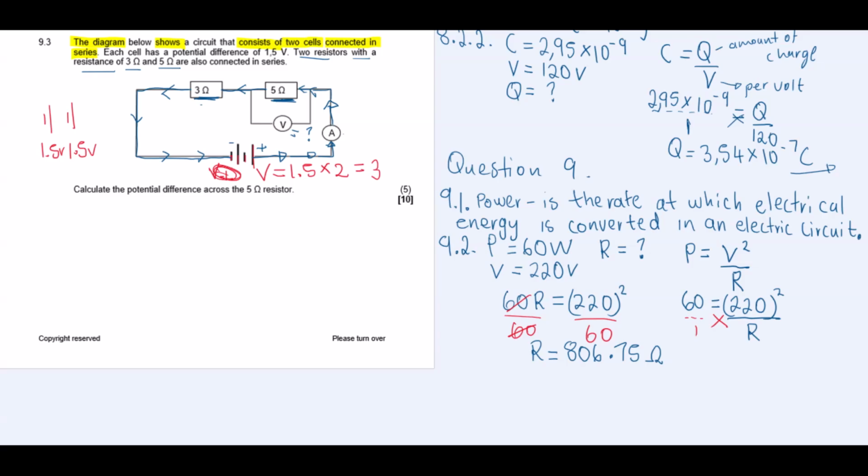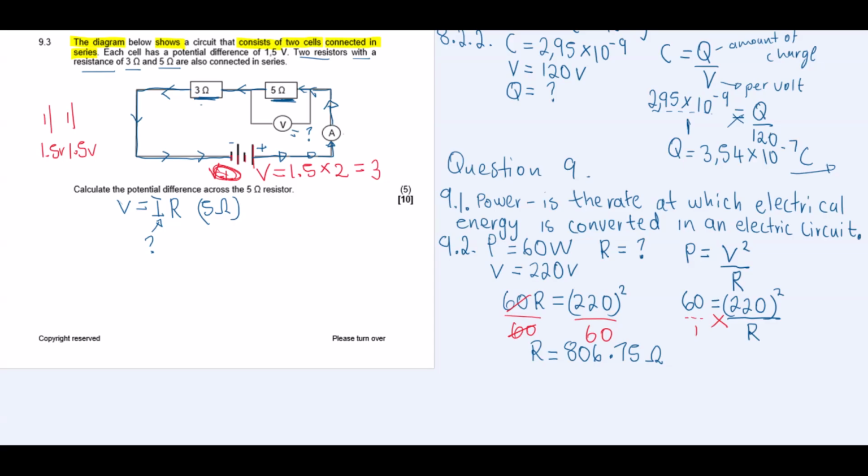Good. So to answer this question, we can first say that we want to calculate V equals IR for that 5 ohm resistor, right? Now you'll notice that we don't have the current. If we knew the current, we would just multiply the current with the resistance 5, right? So the big question here is for us to find the current. But we know that the current we're looking for is the same as the total current, right?